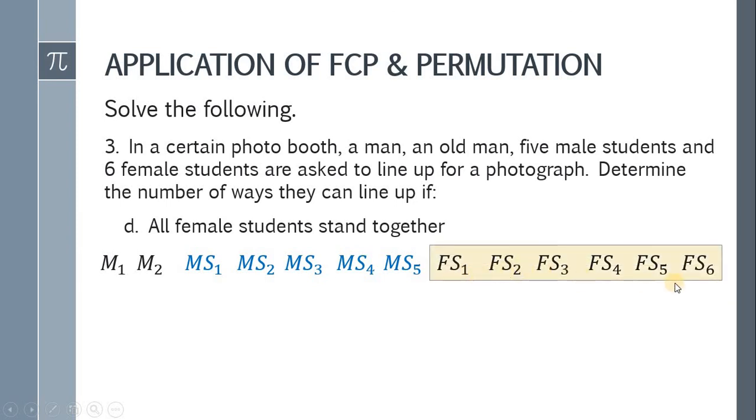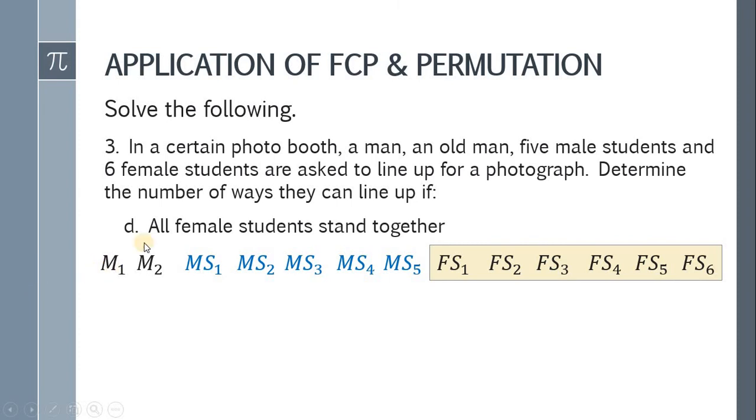Now, yung 6 na female students, i-group natin. Now, bakit natin sila i-grupo? Para kapag inilipat natin si female 1, kasama niyang lilipat si female 2, female 3, female 4, female 5, and female 6. Okay? Or simply, yung 6 na babae gagawin nating isang grupo. Nakuha? Now, ilan na lang yung i-arrange natin? So, we have 2 plus 5 plus 1, kasi ginawa natin siyang isang grupo na to.